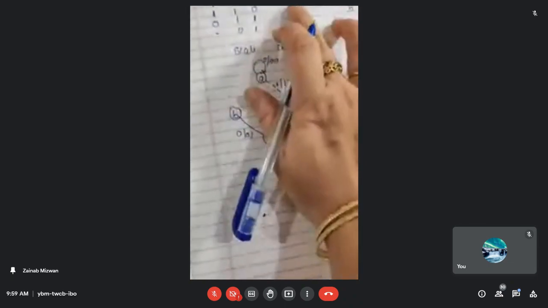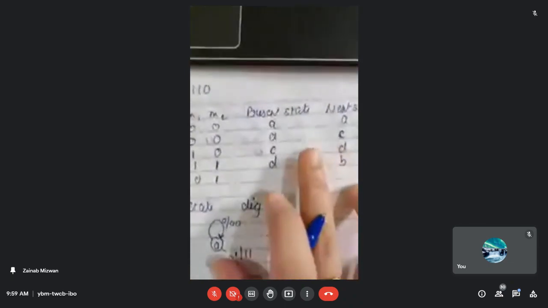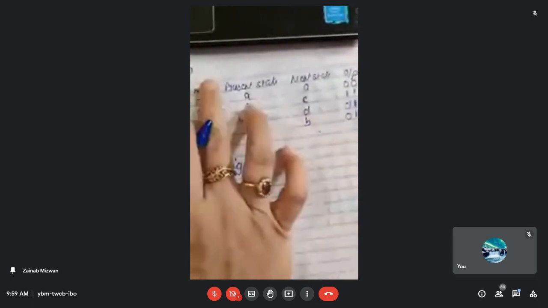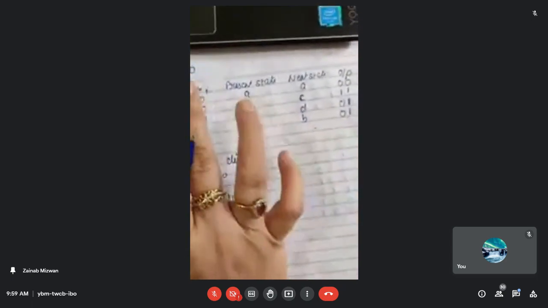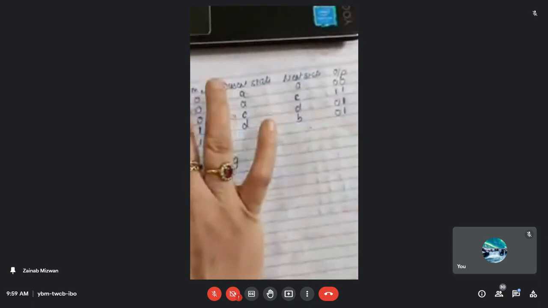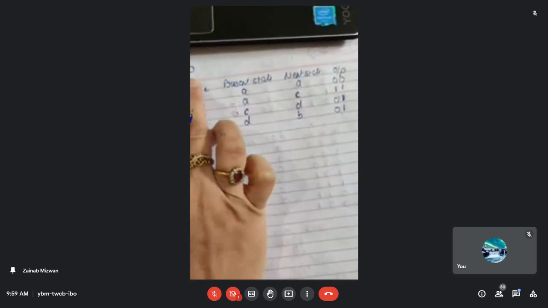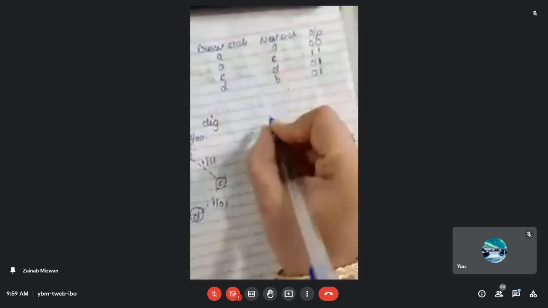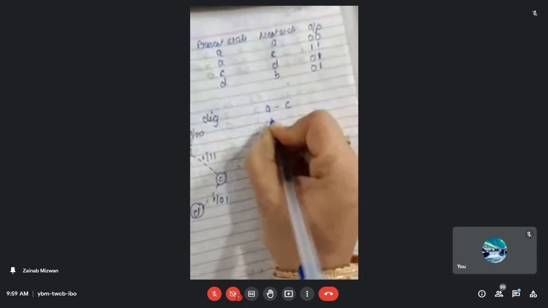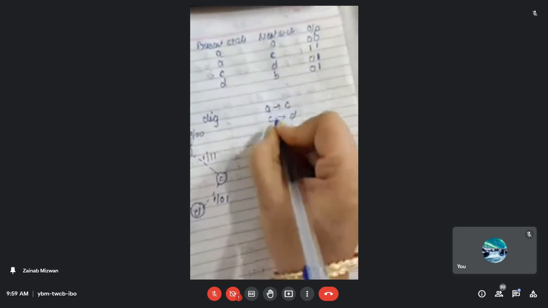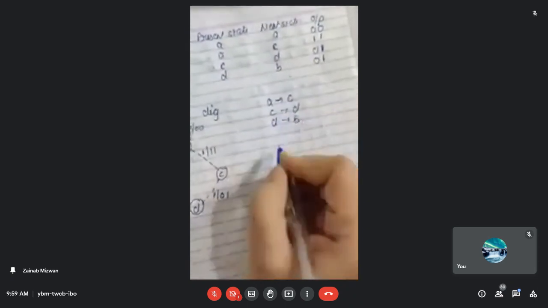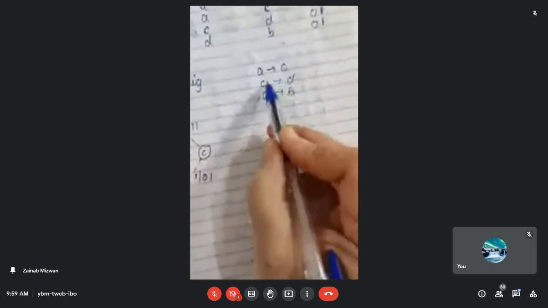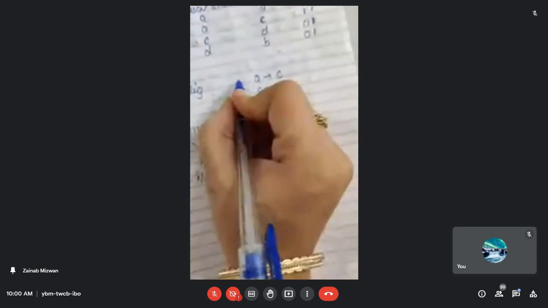Now from the state A we are moving to the state C. As you can see, for the first table which I made for the input 1 1 0, if you have taken the screenshot, please have a look at it. We have the input 1 1 0, so what is the state transition? A to C, C to D, and then D to B when the input is 1 1 and 0 over here.